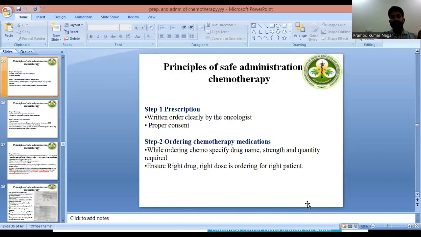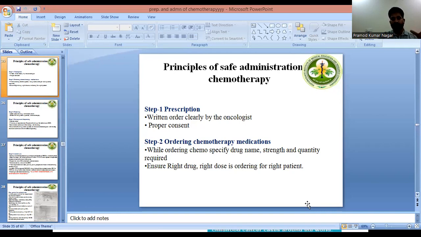The principle of safe administration of chemotherapy. First step is the prescription. Written prescription of the chemotherapy medicine should be clearly written by the oncologist on the chemotherapy chart or in the booklet. Proper consent should be taken from the patient attendant, and it is the duty of the nurses to recheck these two things.